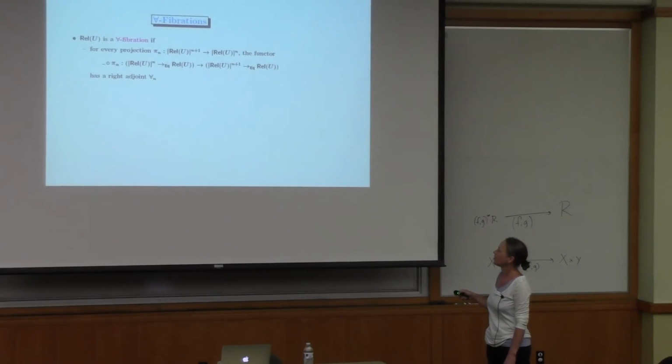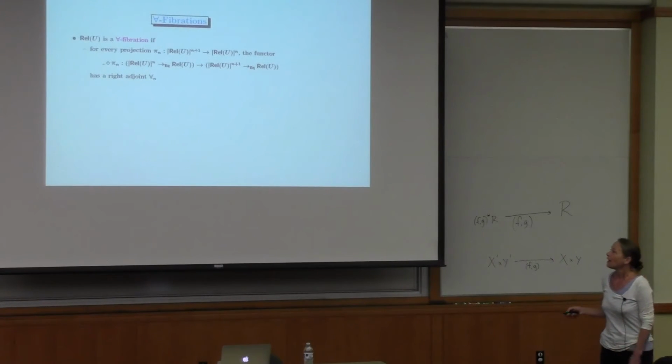So if I look at precomposition with projection, it should take something that goes from rel u to the n to rel and give you something that goes from rel u to the n plus 1 to rel. And I'm insisting that the functors that I get preserve equality. They interact really nicely with equality. Okay, so I've got this map between, well, a bunch of functors and a bunch of functors that interact nicely with equality. And I want to assume that this has a right adjoint.